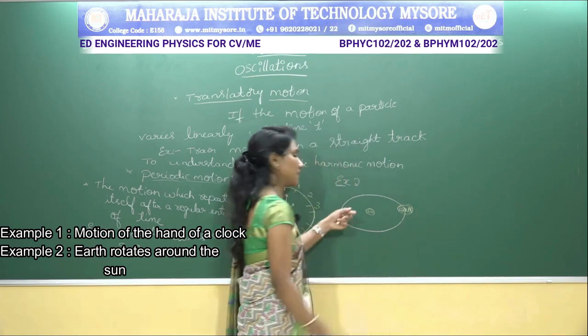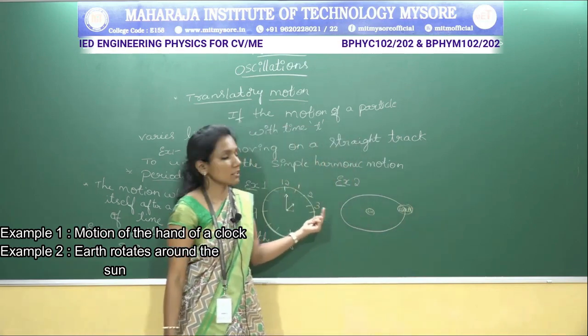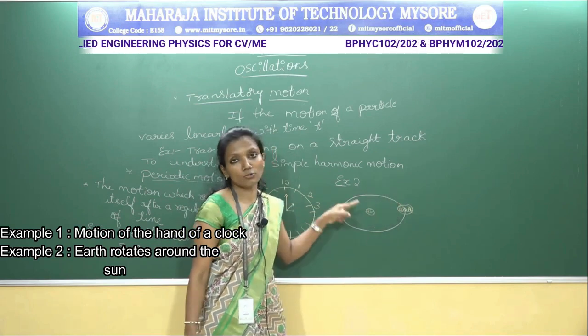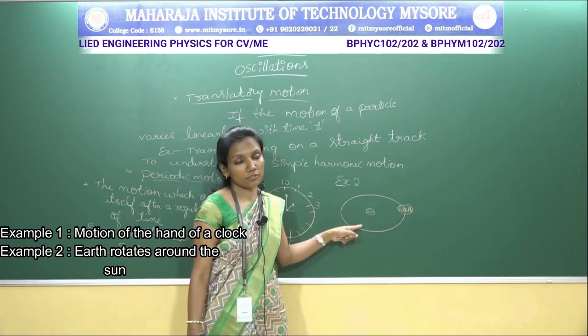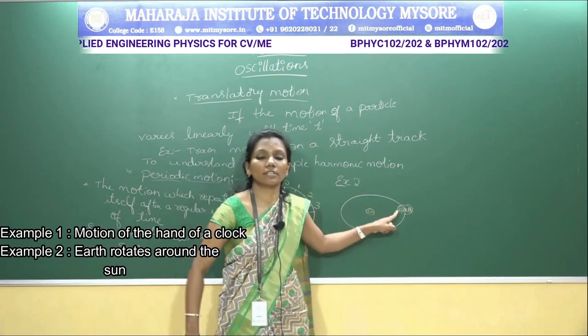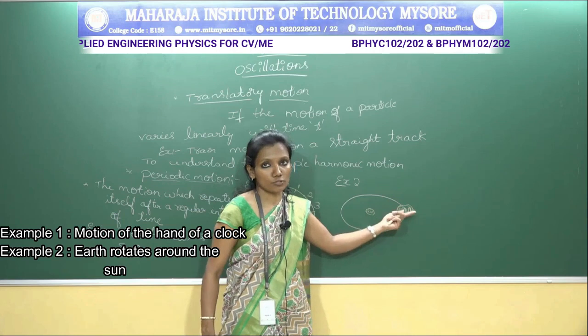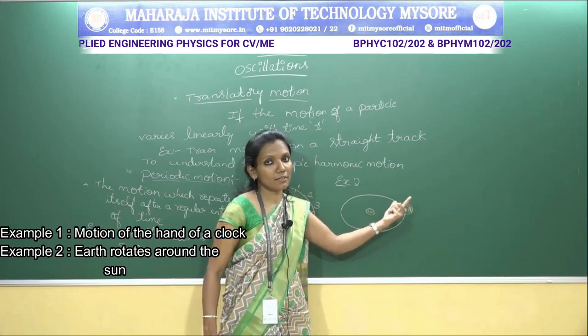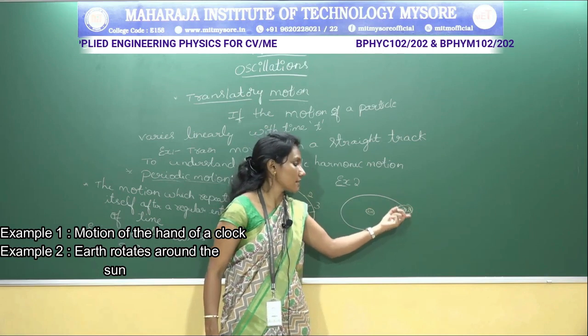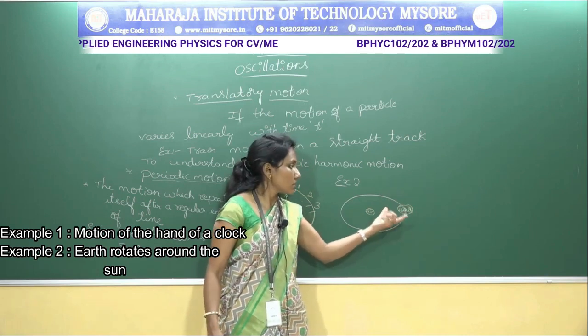Earth in the orbital path. So Earth rotates around the sun. For every 365 days the Earth will come back to the same position. At that time the velocity and acceleration will remain the same, and so will the displacement.